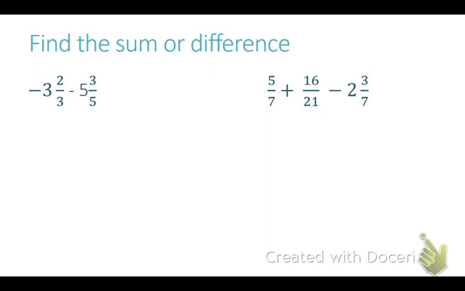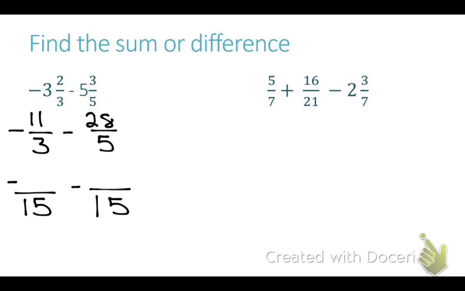What is it? 15. I thought you said 18. Okay, so we change it to negative 11 over 3, 3 times 3 plus 2, and negative 28 over 5. And then, yes, my LCD is 15. And I bring down my signs.